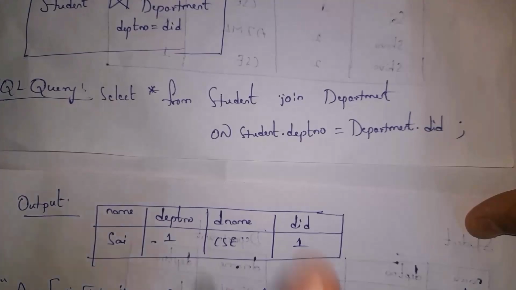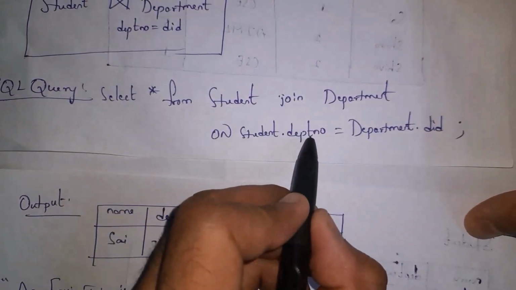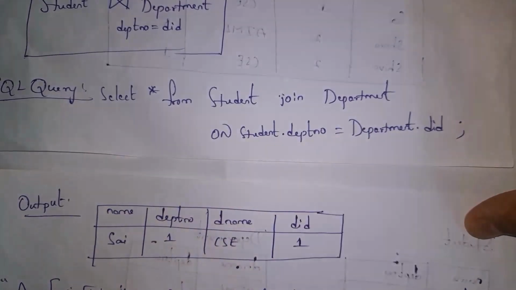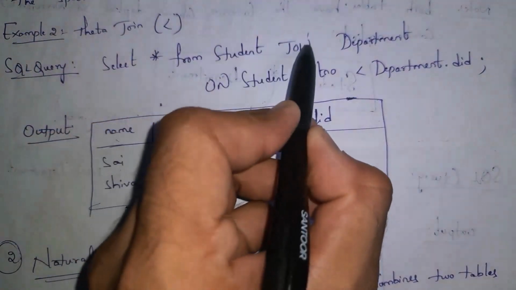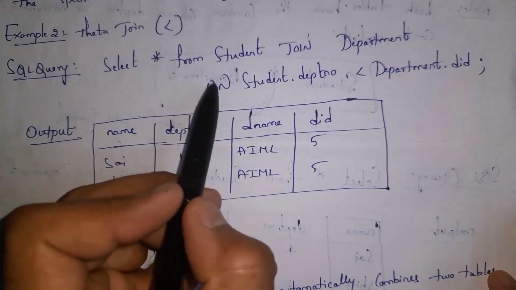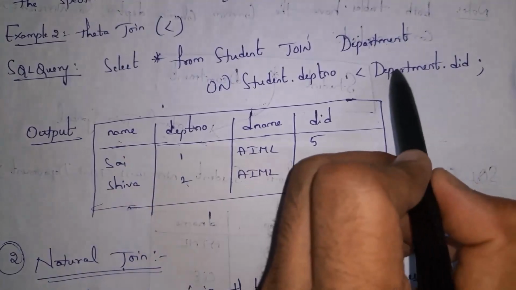Similarly, in the same example we will perform the less than operation. That is, in the student table, if the department number column is less than the department table DID column, then I need to generate that output. This query: select star from student join department on, guys, definitely include the on clause. After writing on, table name, that is student dot department number column less than department dot DID column.